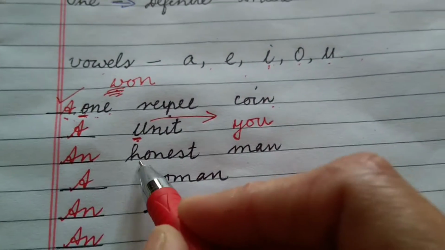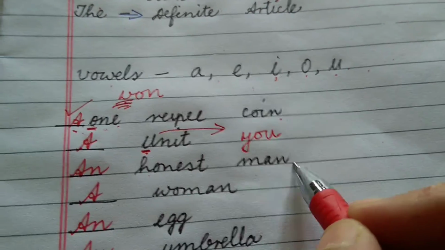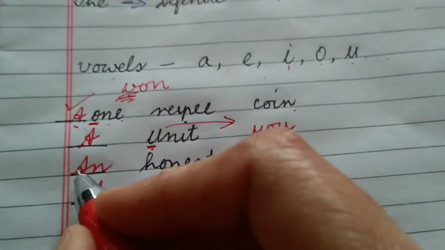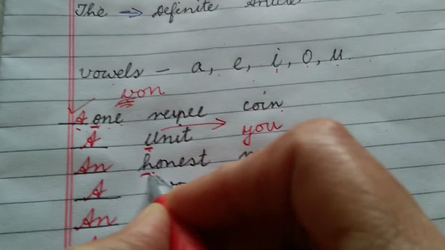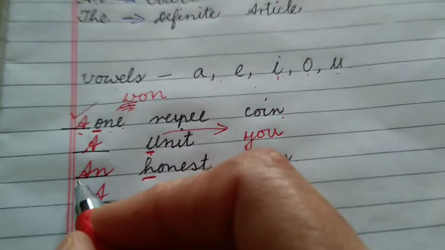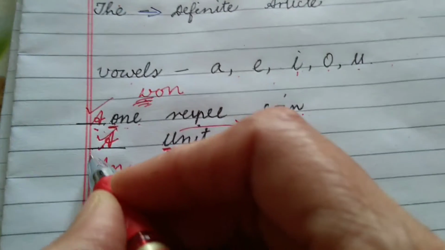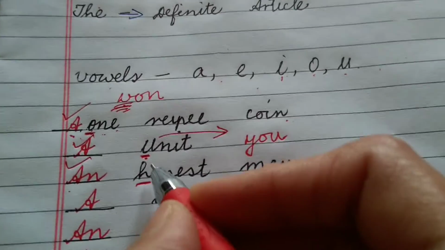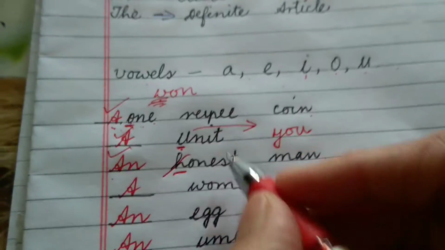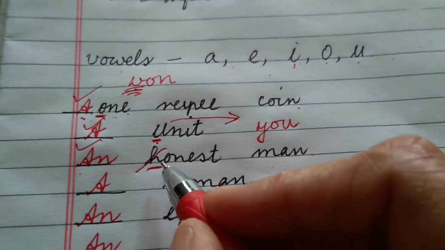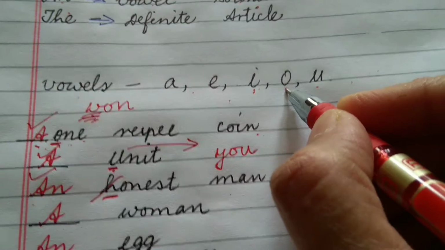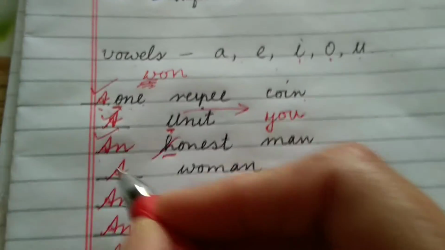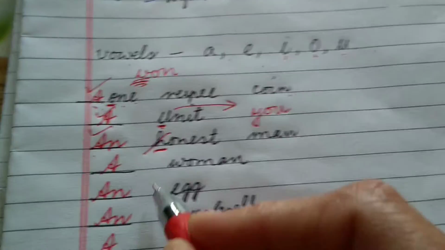Now, come over here. H-O-N-E-S-T, honest man, dash honest man. Here, though the word starts with a consonant, I have written an. And this is also correct. Why? Because here H is silent. Honest man, O, and O is a vowel sound. O for orange. So an is written.